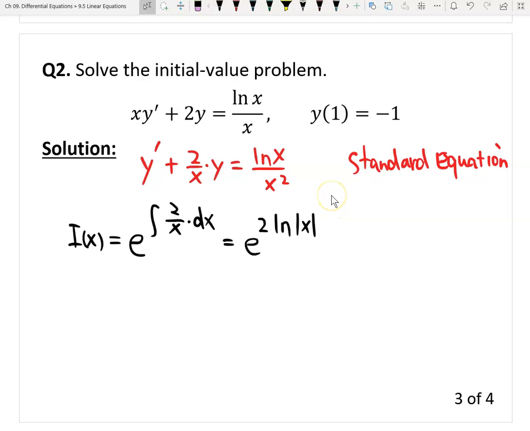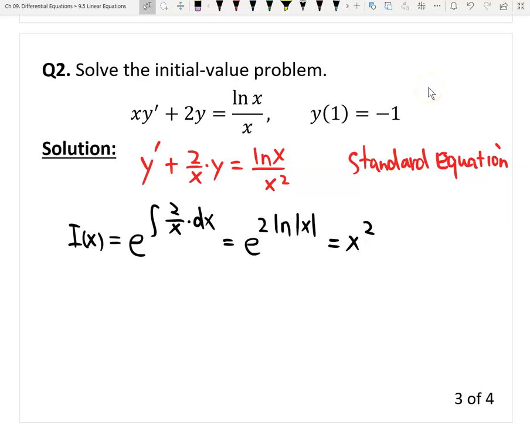Okay, so can you see this is much easier? Okay, the first step is done. Then we move to the second step: multiply both sides by the integrating factor. So what do we get?